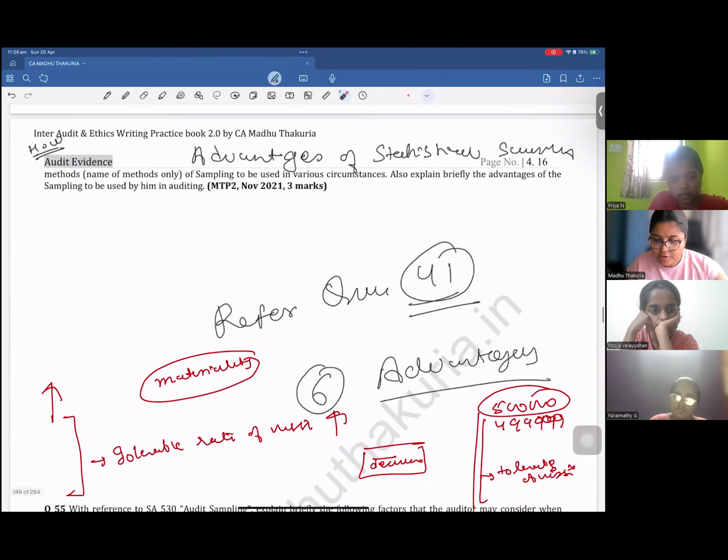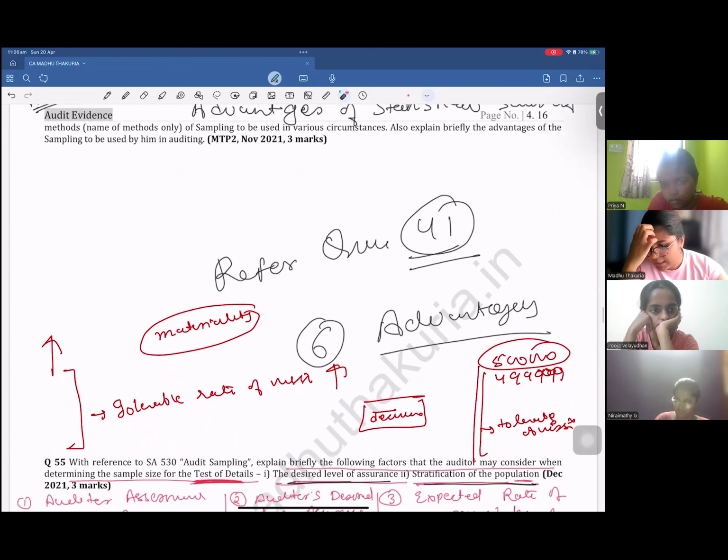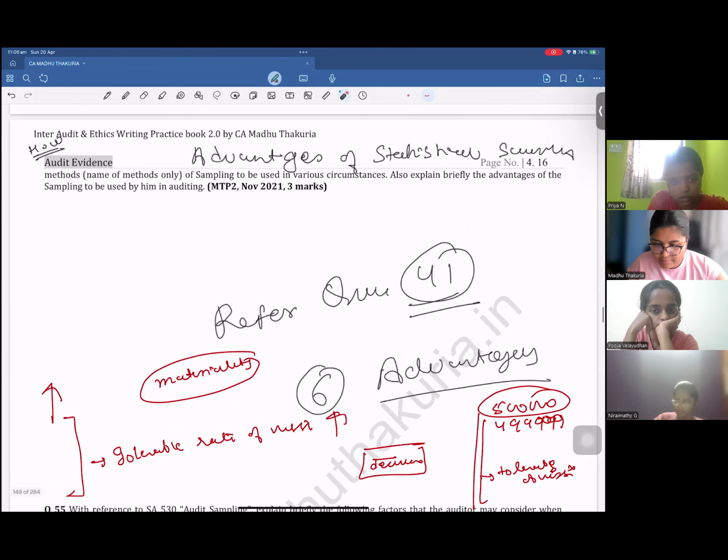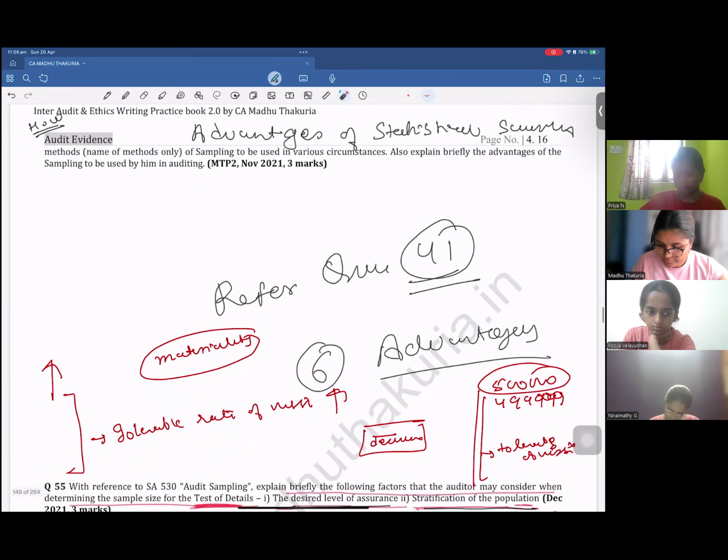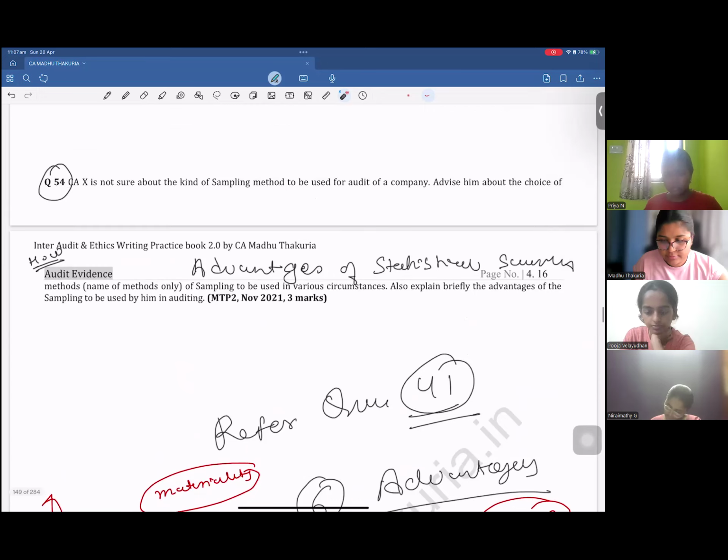Okay. Did we do this question the last time? What are the advantages of statistical sampling? We didn't? Just check, no ones. We did, ma'am. Didn't? Okay.